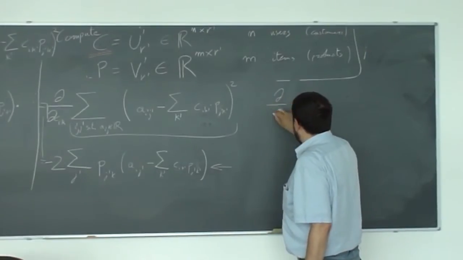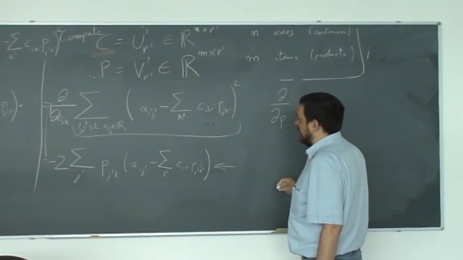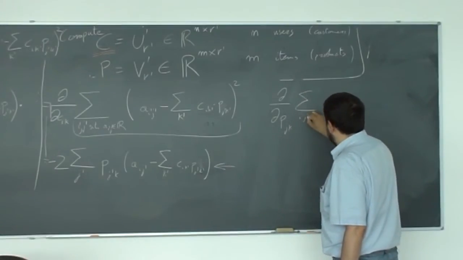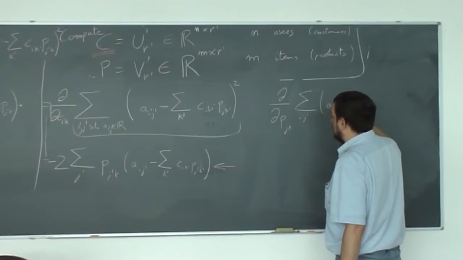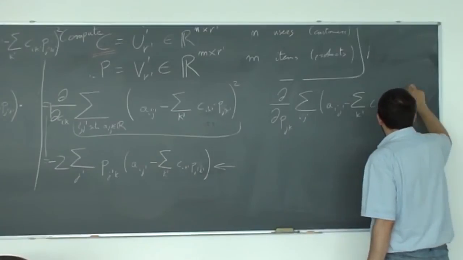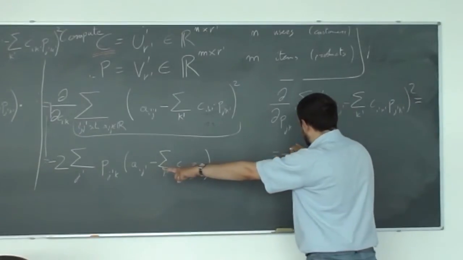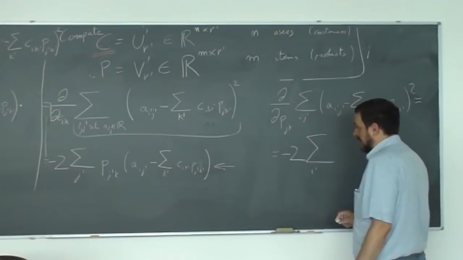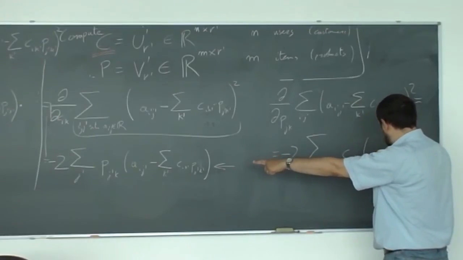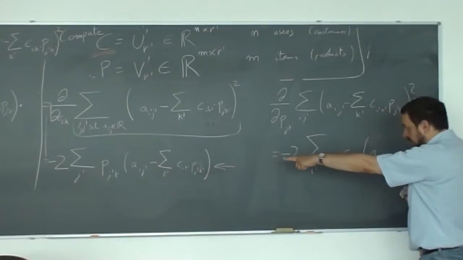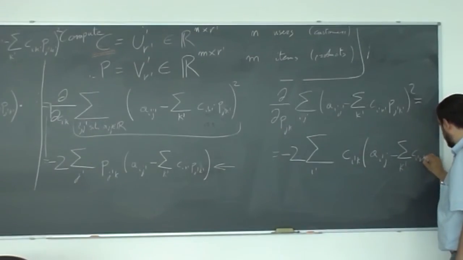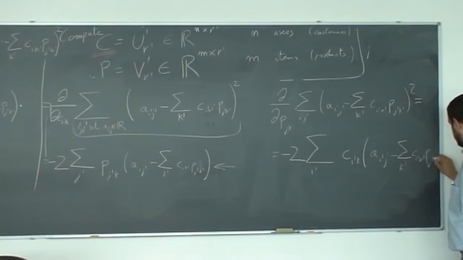For the same reason, the derivative with respect to one element of the item matrix Pjk of the same sum over i' j' of (a_i'j' minus sum over k' of c_i'k' p_j'k') squared is, for the same reason, minus 2 sum over i' of c_i'k times (a_i'j minus sum over k' of c_i'k' p_jk').